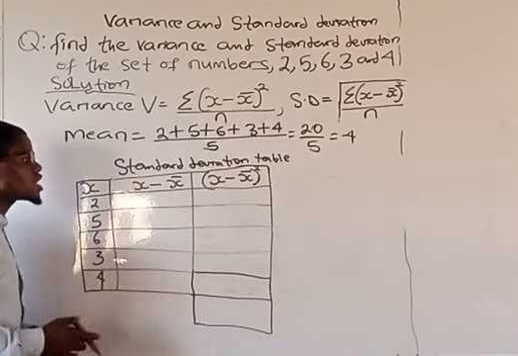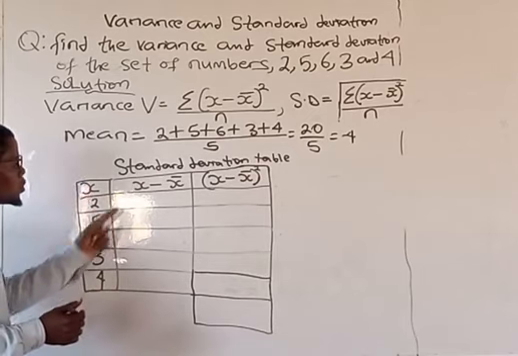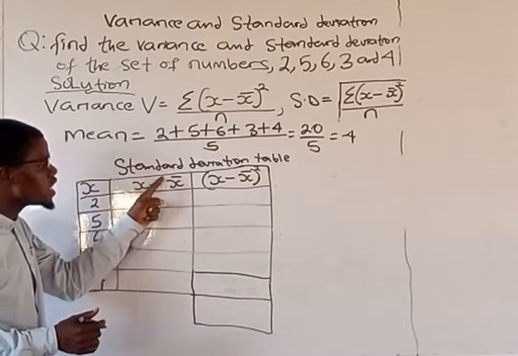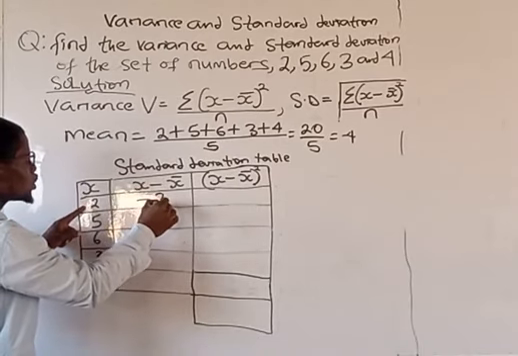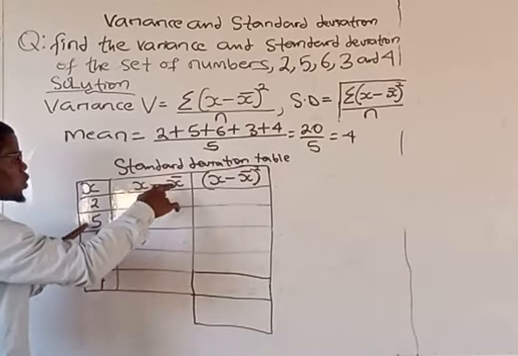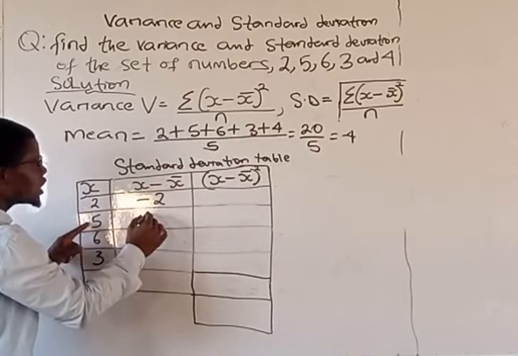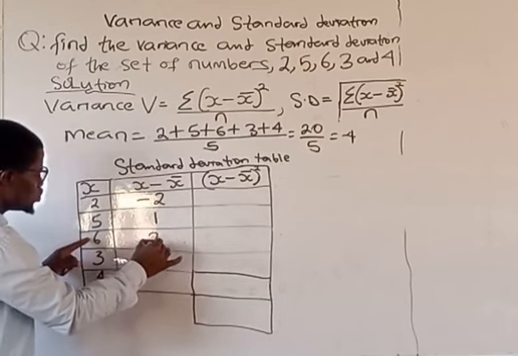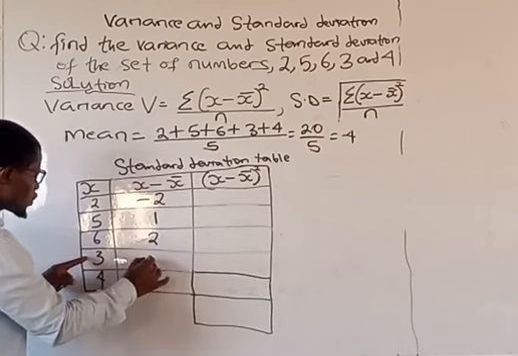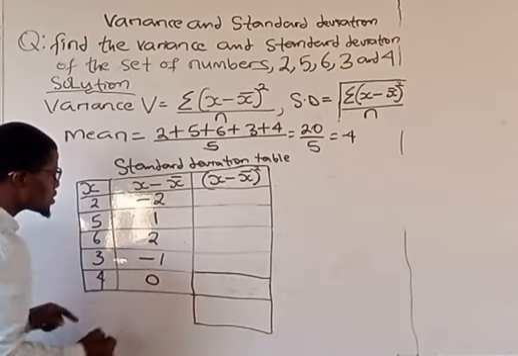So now coming back to the standard deviation table, these are the x values. To get my x minus x bar, I do 2 minus 4, that will give us minus 2. 5 minus 4 gives us 1. Then 6 minus 4 gives us 2. Then 3 minus 4 gives us minus 1, while 4 minus 4 gives us 0.